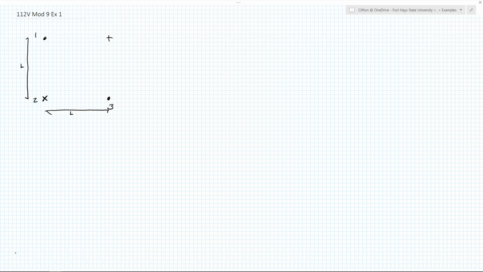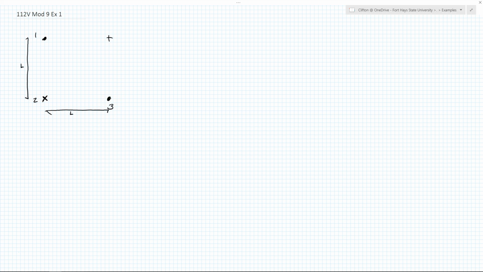Alright, this is example 1 in module 9. We have a picture that shows 3 different currents. They're all long and straight and parallel. We have a head-on view of these currents. So current 1 up here is pointing out of the board, current 2 is going into the board, and current 3 is coming out of the board.